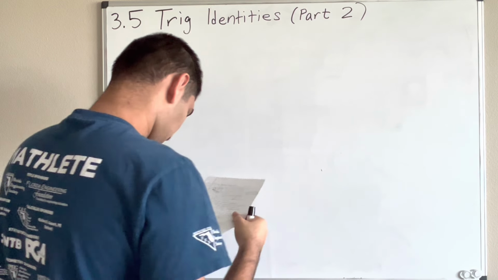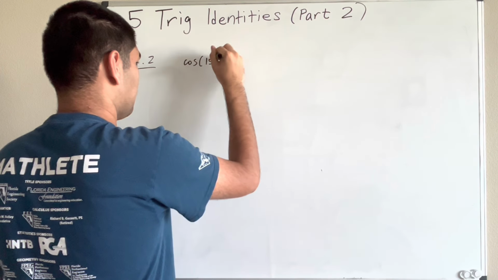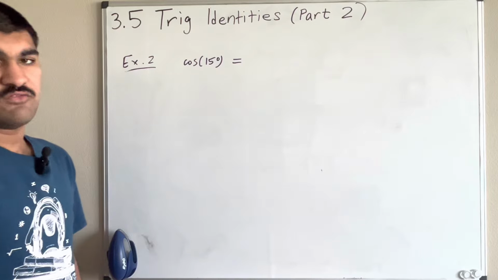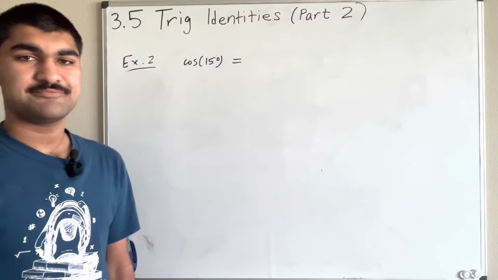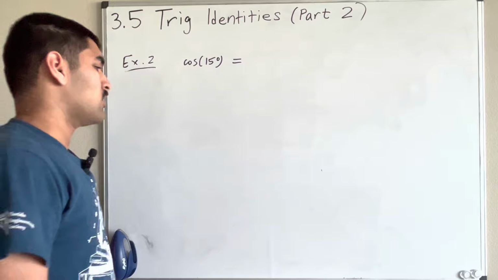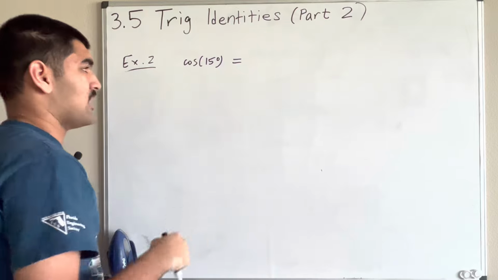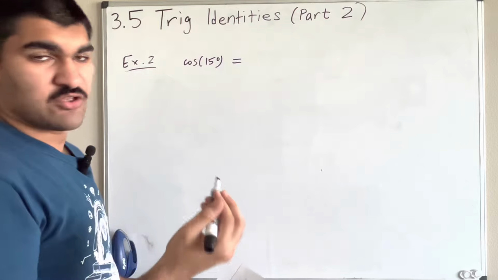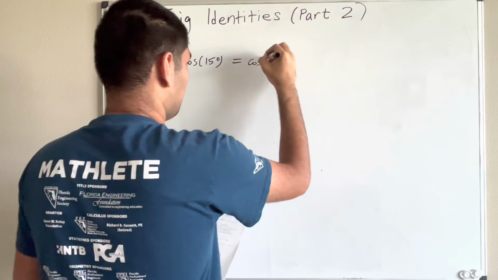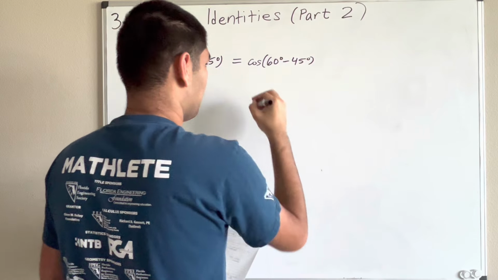All right, so let's do the same thing for cosine of 15 degrees. And feel free to pause the video to see if you can solve it on your own first. All right, so again, you want to try to break up the 15 degrees into other angles for which the exact values you already know. So we can break 15 degrees as 60 degrees minus 45 degrees, right?